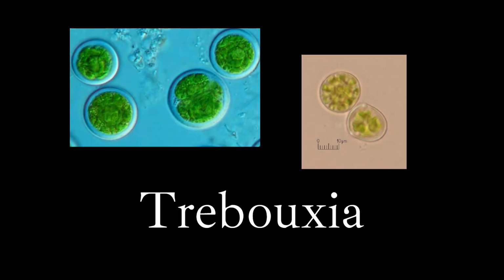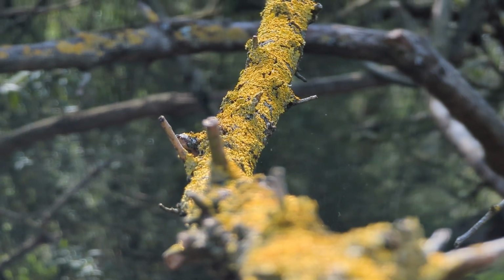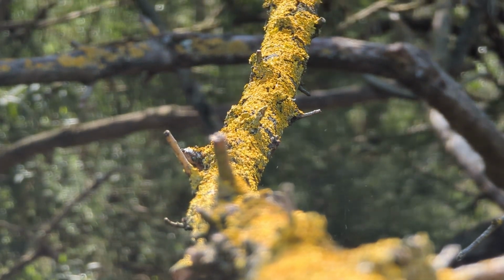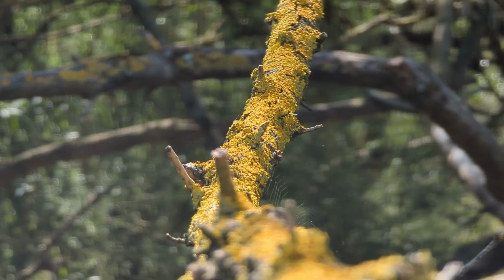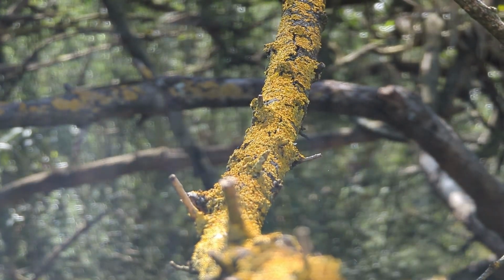This lichen was found along the Merri Creek in Melbourne, though it's known to have been introduced to Australia. The presence of this species is also seen as a bioindicator for good air quality, seeing as lichens have a low tolerance for contaminants in the air.